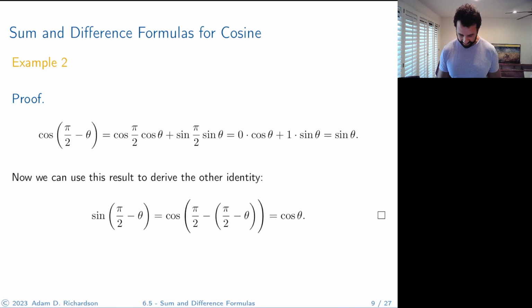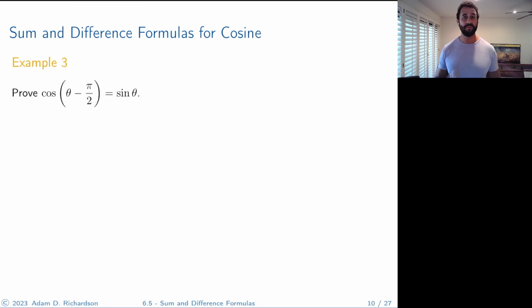Okay, so this pi over 2 here is this pi over 2 right here. That's what it is. All right, next. Now we can prove the other one. If you shift the other way instead, then you're going to get sine of theta again.